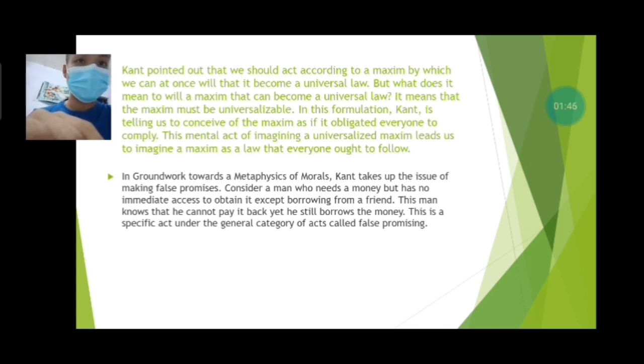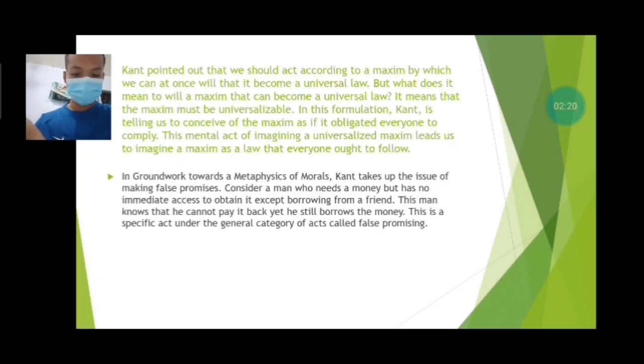But what does it mean to will a maxim that can become a universal law? It means that the maxim must be universalizable. In this formulation, Kant is telling us to conceive of the maxim as if it obligated everyone to comply. This mental act of imagining a universalized maxim leads us to imagine a maxim as a law that everyone ought to follow.